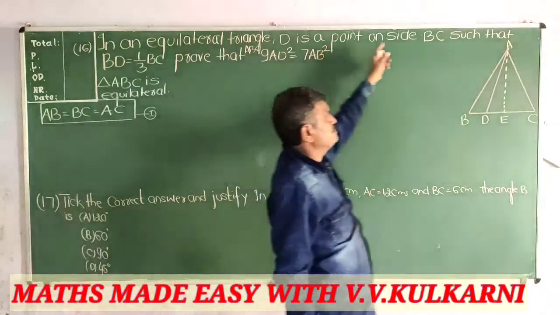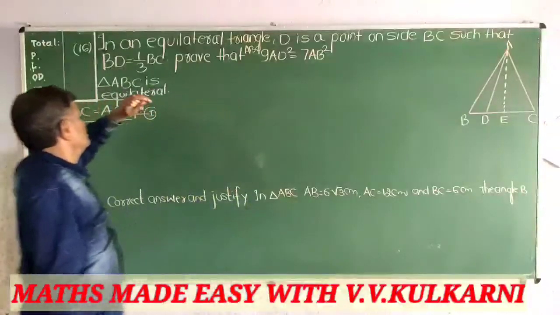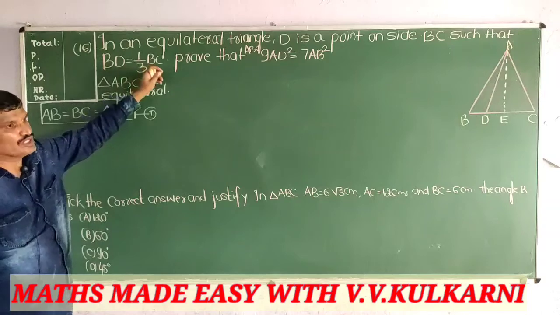D is a point on BC such that BD is equal to 1/3 of BC.